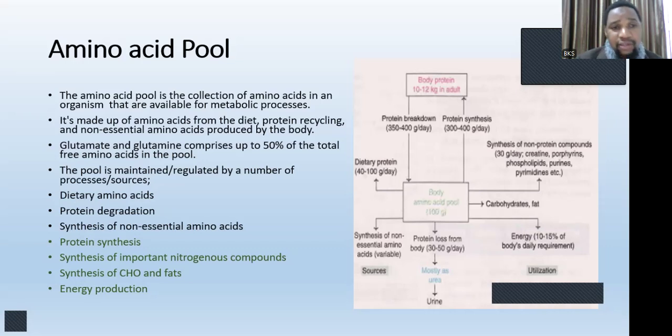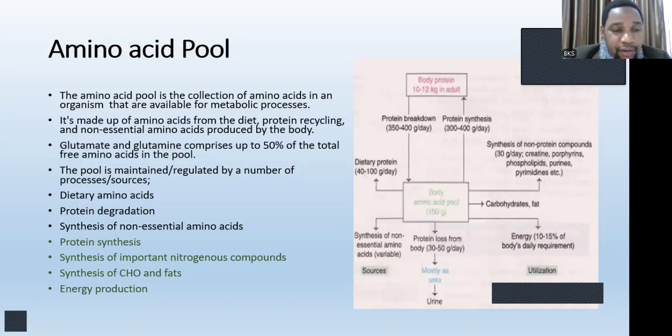Then the next one is the synthesis of amino acids. Of course, the body also has the metabolic machinery to synthesize amino acids. Although this is basically restricted to the non-essential amino acids, which the body can synthesize. So they also increase the amino acid pool.